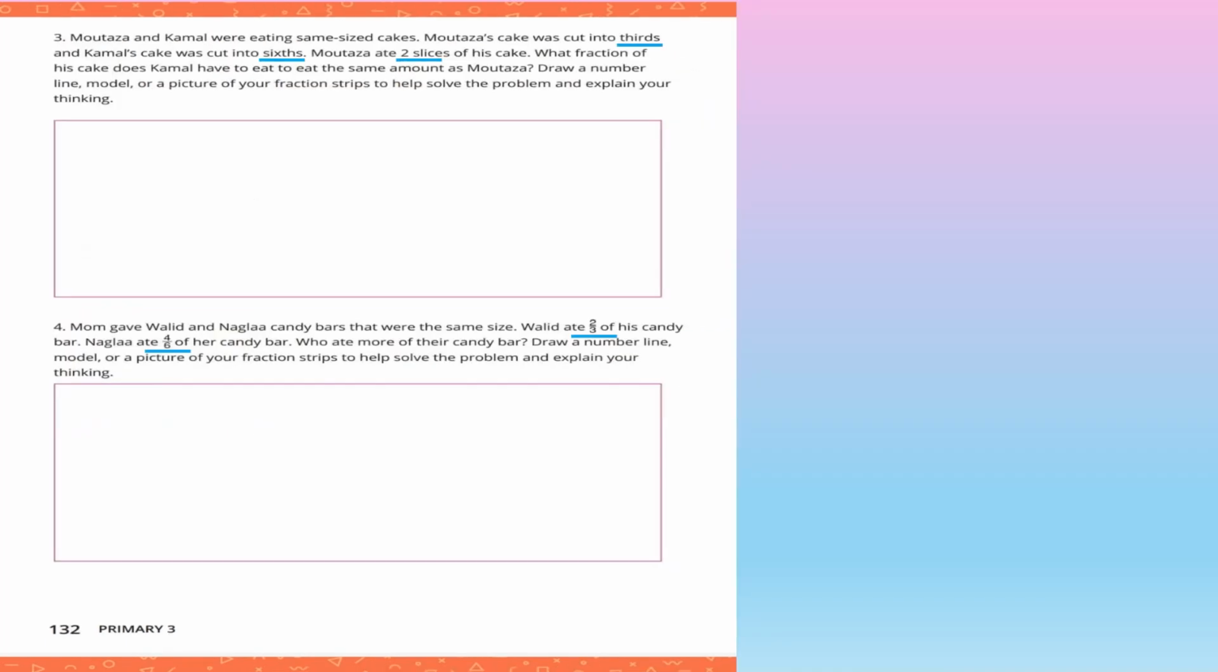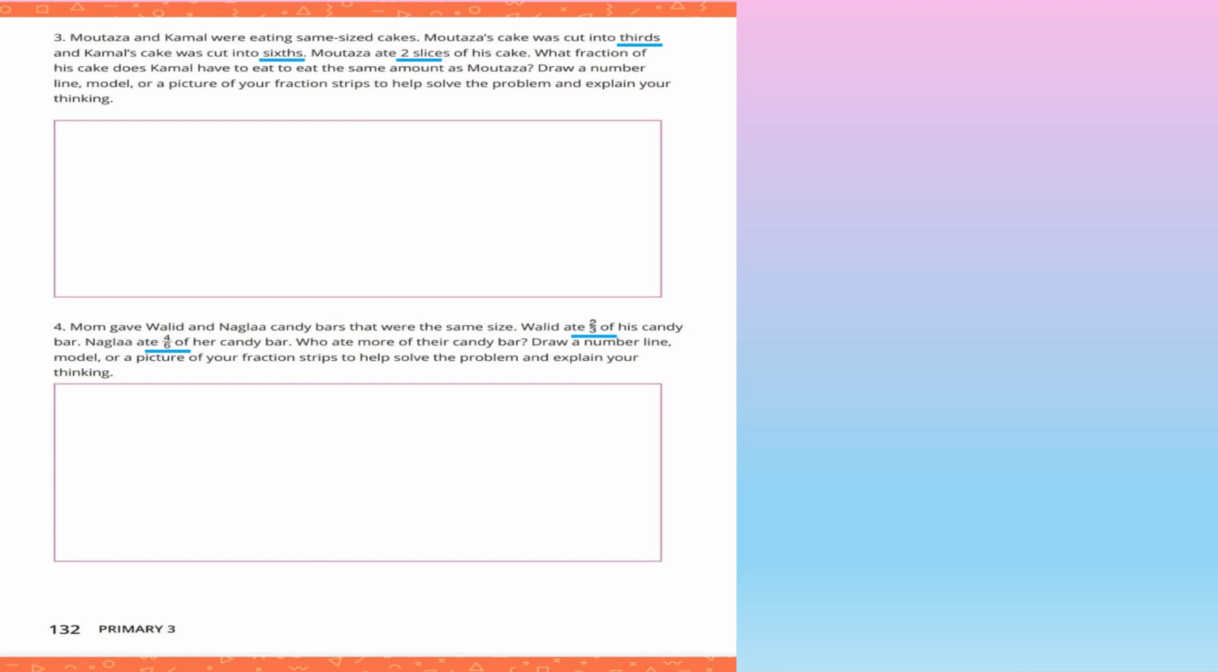Number 3. Mu'taz and Kamal were eating same-sized cakes. Mu'taz's cake was cut into thirds, and Kamal's cake was cut into sixths. Mu'taz ate 2 slices of his cake. What fraction of his cake does Kamal have to eat to eat the same amount as Mu'taz?